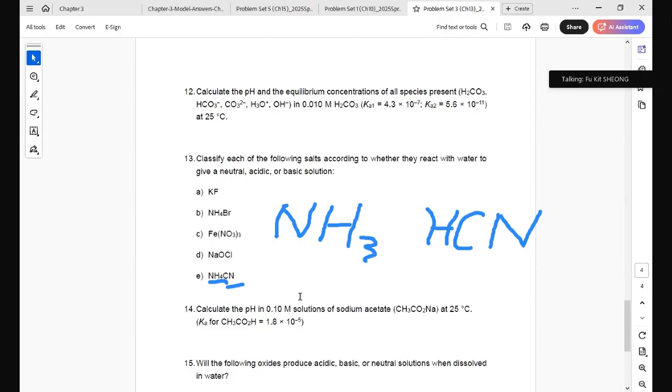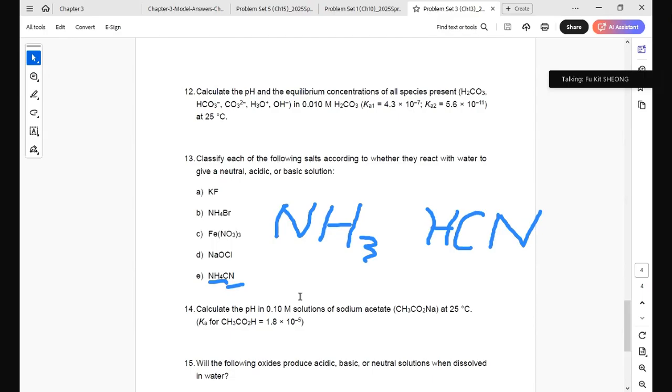then you basically compare the strength of the acid and base. So you need to look up the Ka of HCN and the Kb of ammonia. If Ka is greater than Kb, that means the acid is stronger, so it is acidic. If Kb is greater than Ka, that means ammonia is stronger, so it is basic.